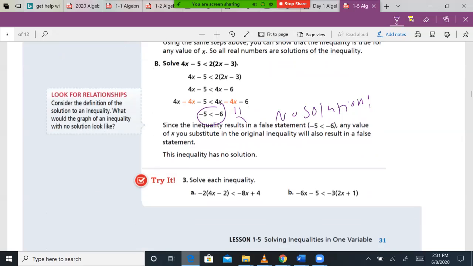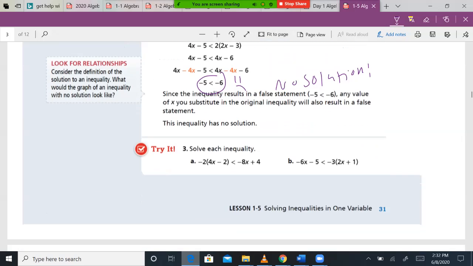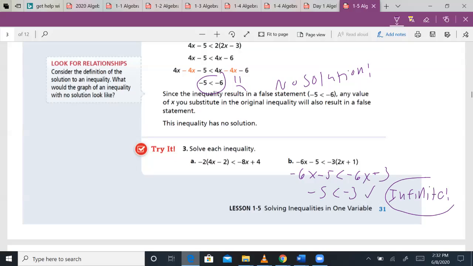Okay, so let's look at this example right here. We can actually do it on here. Let's look at part B. Let's distribute the -3 first. Negative 6x minus 5 less than negative 6x minus 3. I'm going to move the negative 6x to the left side, but I get 0. So I got negative 5 less than negative 3. This is always true because negative 3 is bigger, so therefore it's infinite. Okay, that's all there is to it. Your goal always is to still get x by itself regardless.